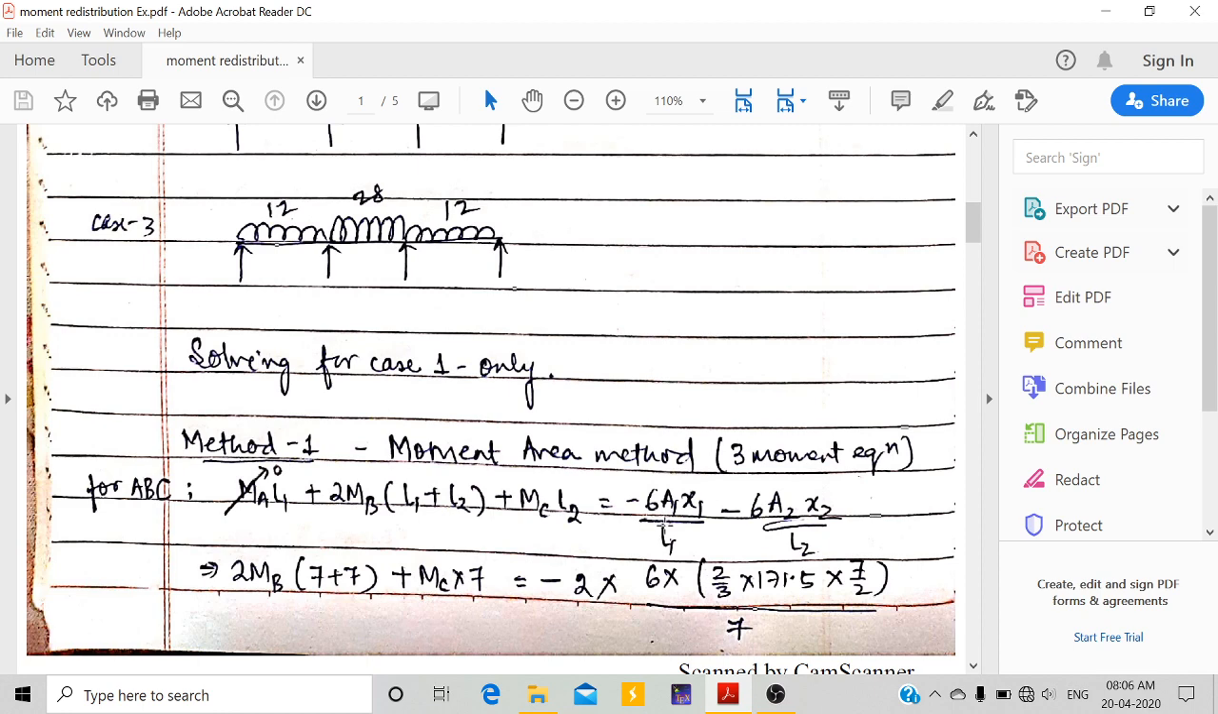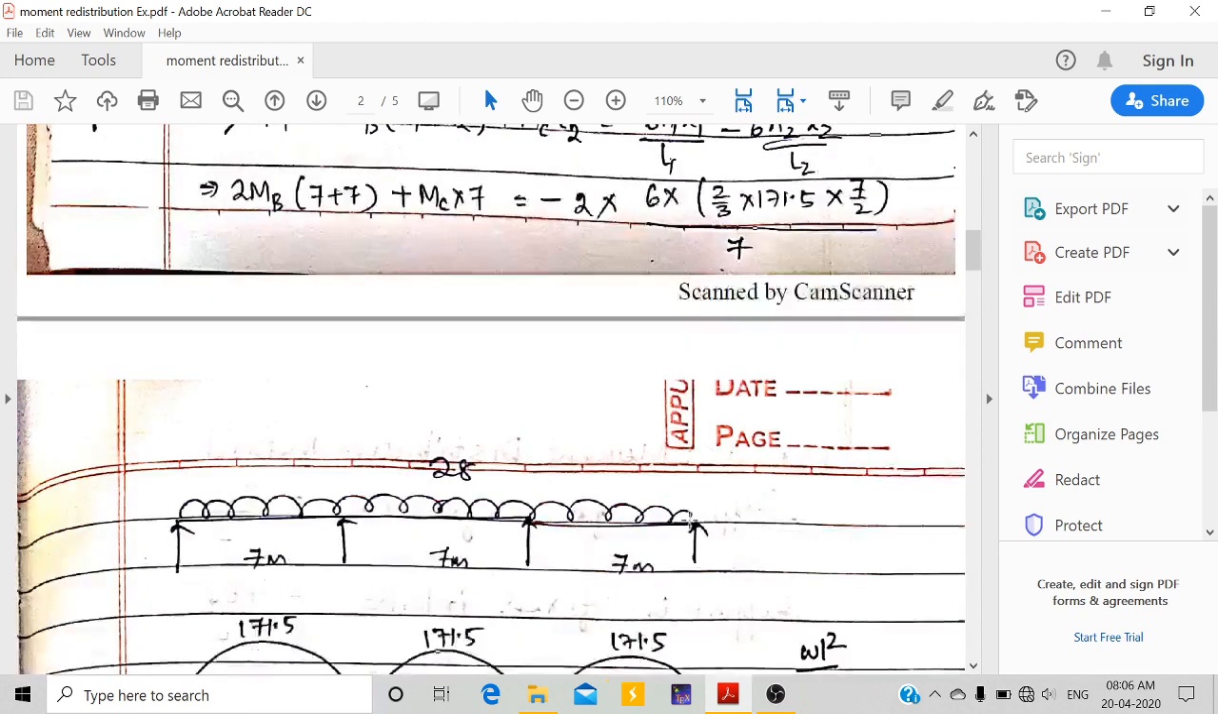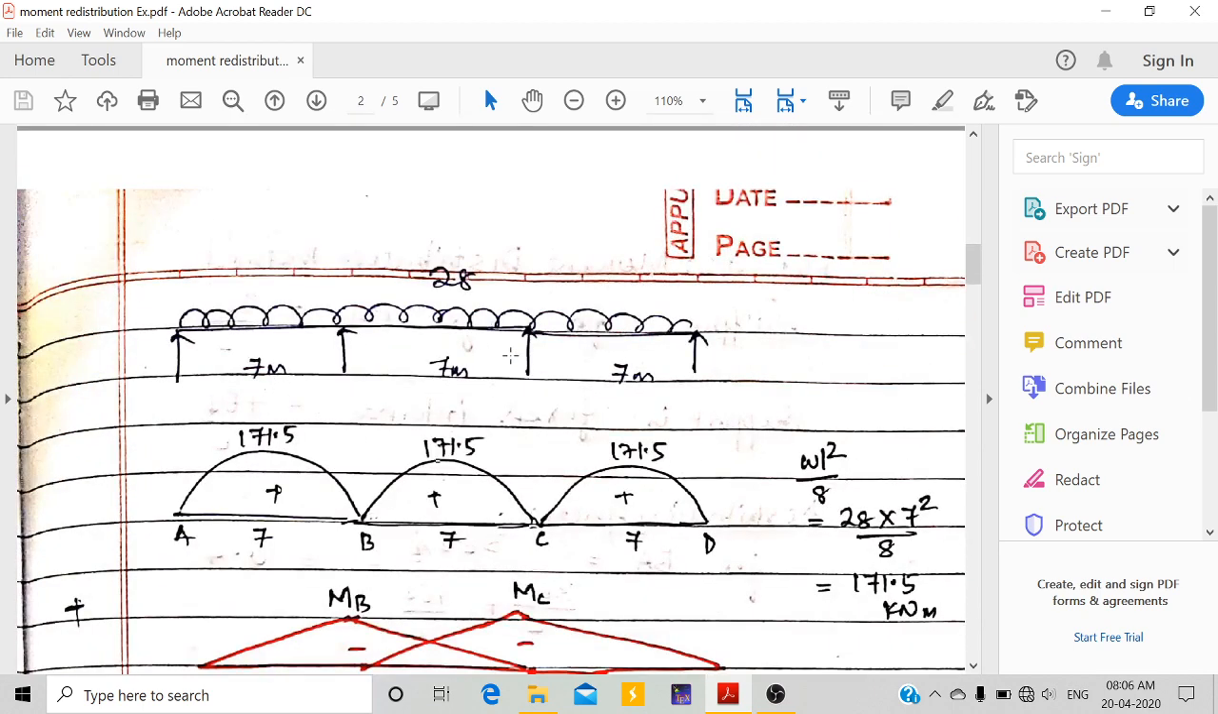A1 is the area of the parabola. If you come here, this is the beam, and this is the simply supported bending moment diagram, WL square by 8. W is 28, L square is 7 square, by 8, gives 171.5. So the area of this parabola is 2 by 3 into height 171.5 into base 7, into x1, that is the CG distance. The CG we should calculate from this end. Because it is symmetric, it is 7 by 2.